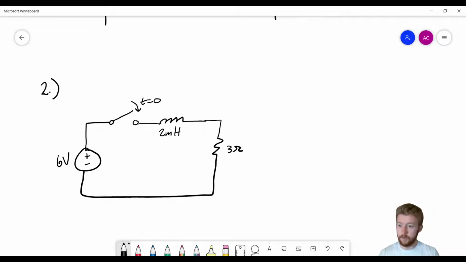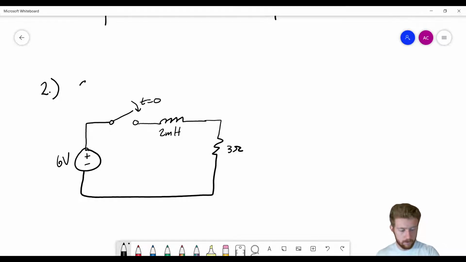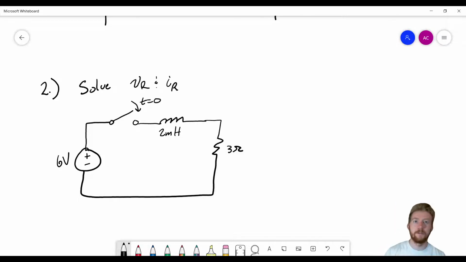Now, what are we solving for here? Well, I haven't told you yet, so I'm going to tell you. We are solving for VR and IR. So we're solving for the voltage and the current of that resistor. So let me mark that in the schematic. We're solving for VR and IR.